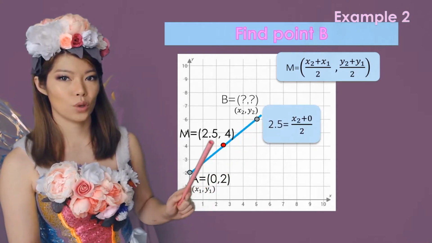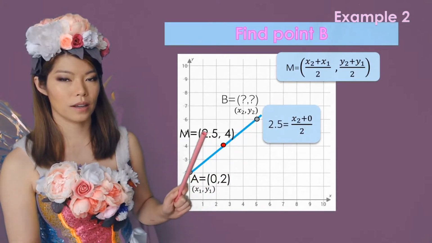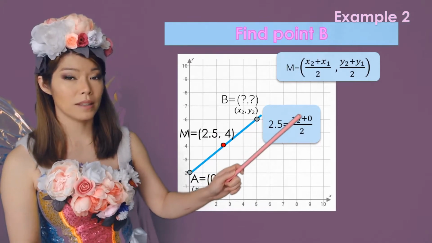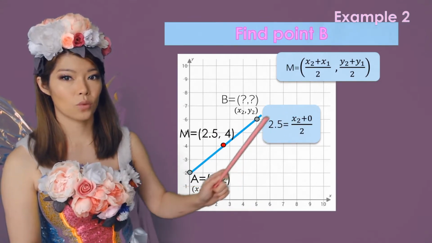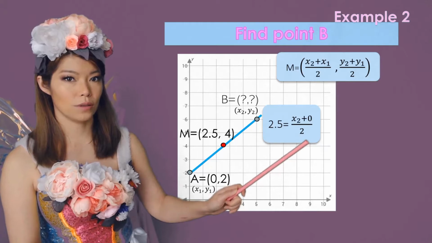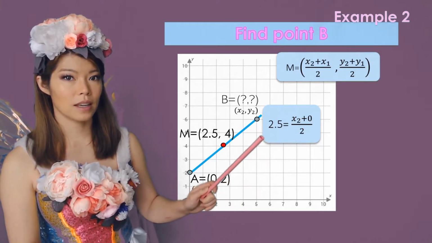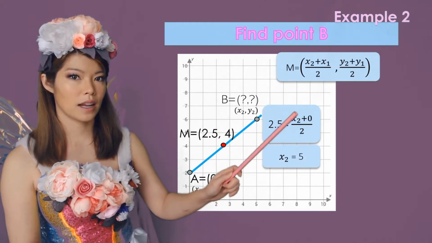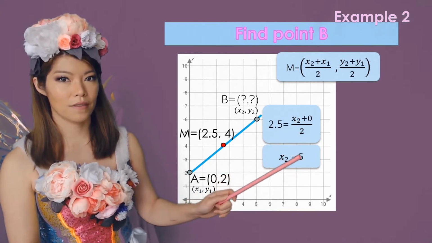So we have 2.5 is our middle point x value, our midpoint, and we're missing x2 and we have x1, which is 0, divided by 2. So solving for this, we bring the 2 over to the side and now we have x2 to be 5.